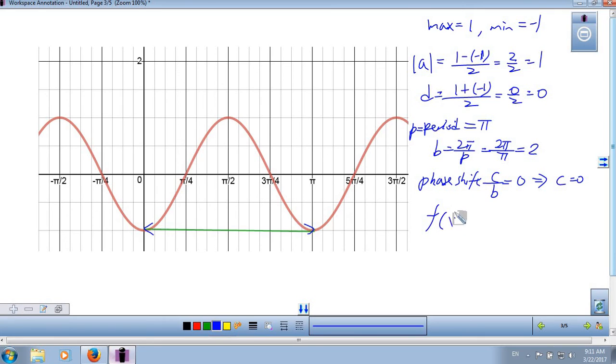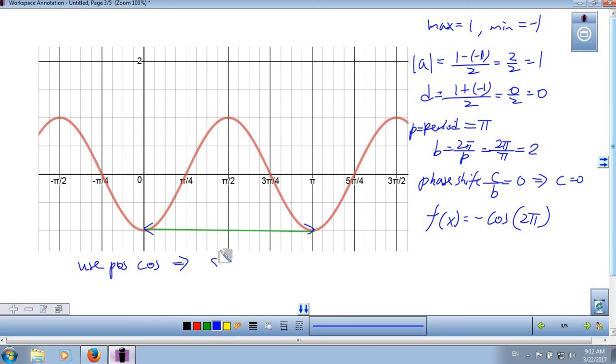So in this case, f of x is equal to negative, the amplitude is 1, so -1 times cosine, and b is 2, and there's no phase shift, so it's just negative cosine 2x. All right, so that's one way, starting with 0. Now, what if we start with pi? What if we want to use a positive cosine function?